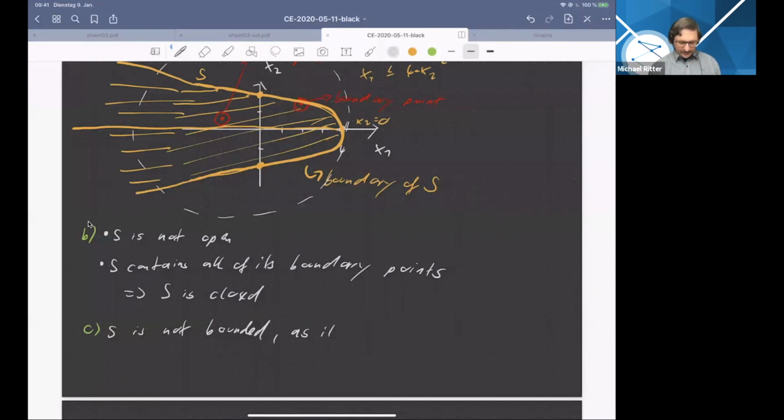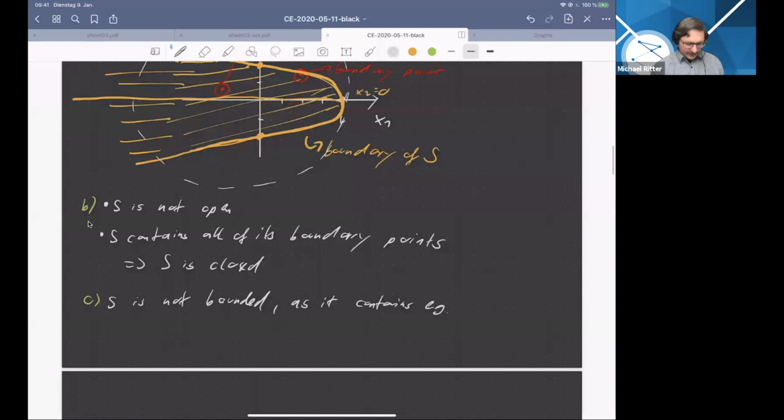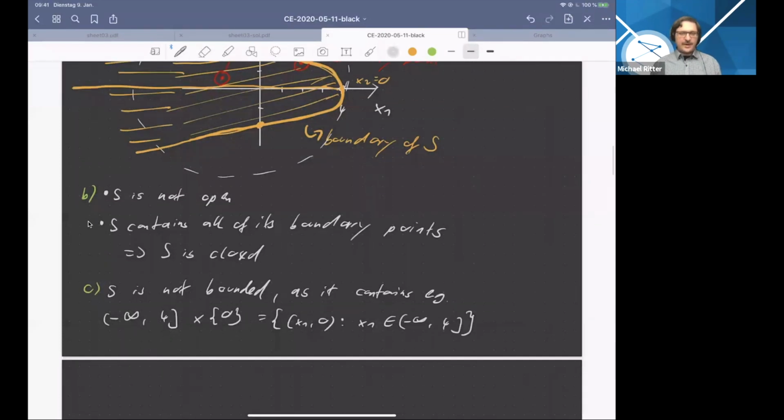As it contains, for example, the interval -infinity to 4 included on the x1 axis and 0 on the x2 axis, like this. So all points of the form x1 coordinate between -infinity and 4 and x2 coordinate equal to 0. Let me write this in that form as well. So like this, with x1 in -infinity to 4. Okay, so it cannot be bounded.